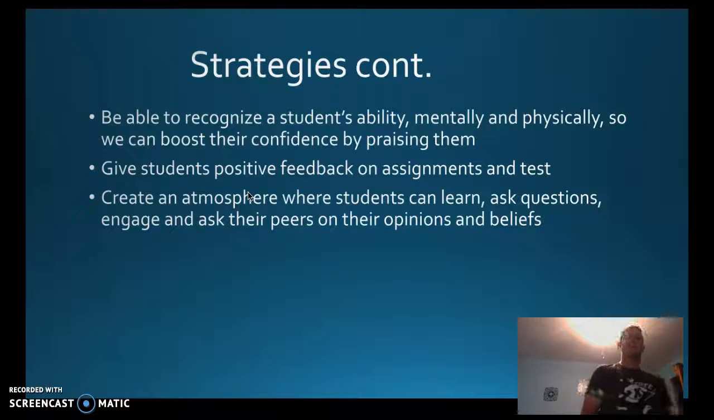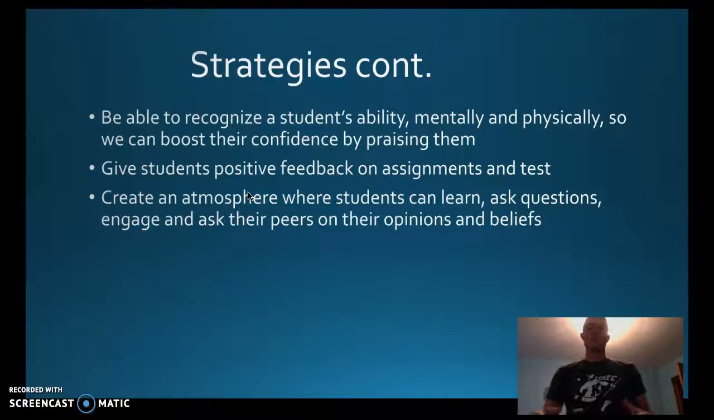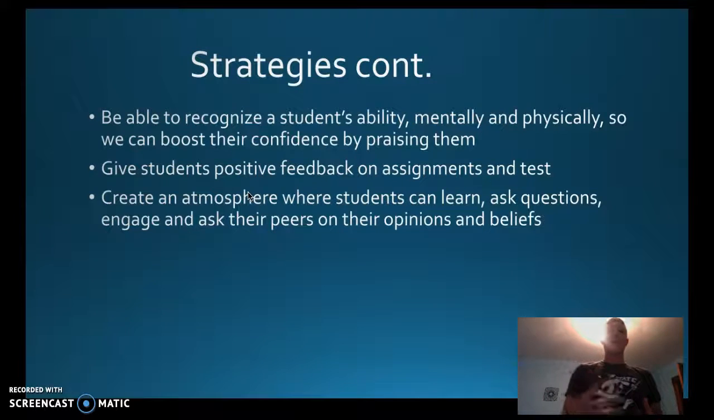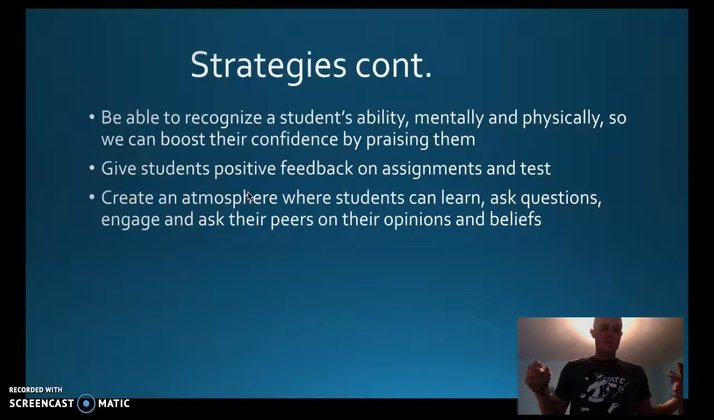Strategies continue. As teachers, we need to be able to recognize the student's ability, not only mentally but physically, so that we can boost their confidence by praising them. Give students positive feedback on assignments and tests. If you tell them, hey, you went from missing 5 questions to missing 3 questions in a matter of a week, that is awesome. Great job, Johnny. That was amazing.